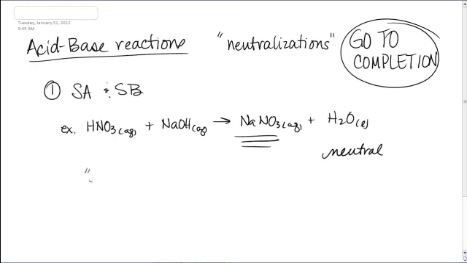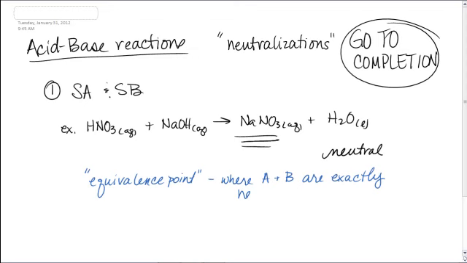So here's a vocabulary word that we need to address, equivalence point. Equivalence point is the point where the acid and the base are exactly neutralized. Again, I'm using this word neutralized very loosely because it isn't always going to refer to being neutral. But when the acid and the base are entirely reacted with each other and there's no more acid or base left in that solution, it's only products, that's the equivalence point. And so the equivalence point for this reaction is going to be neutral. It's going to be a pH of 7.